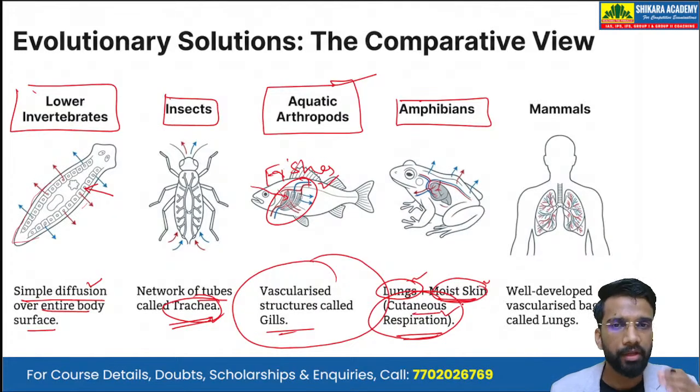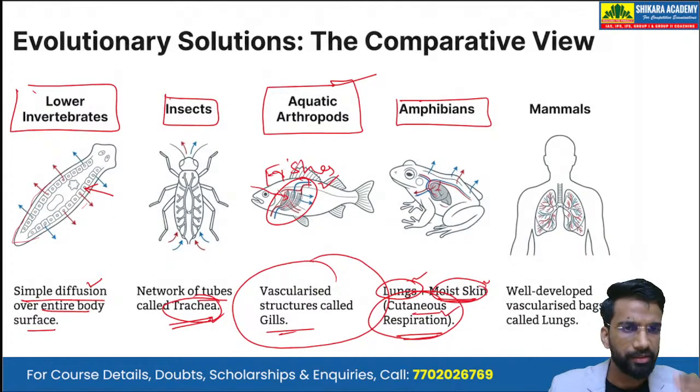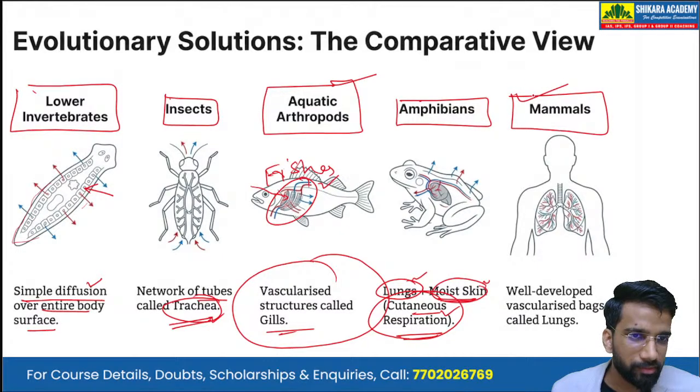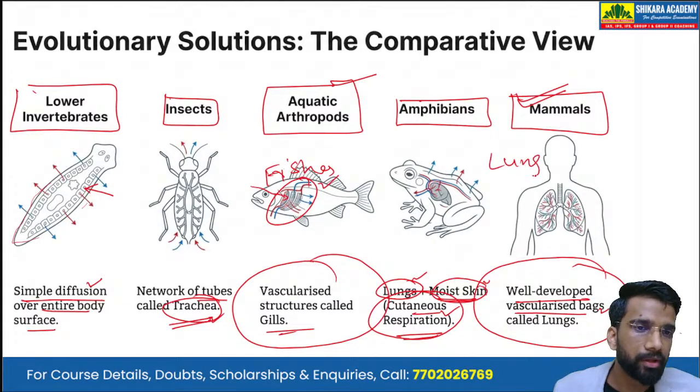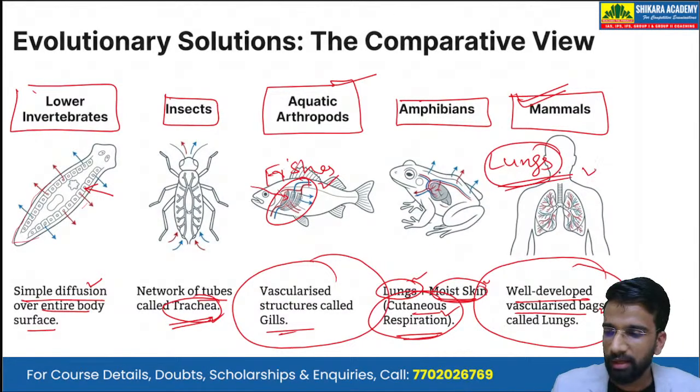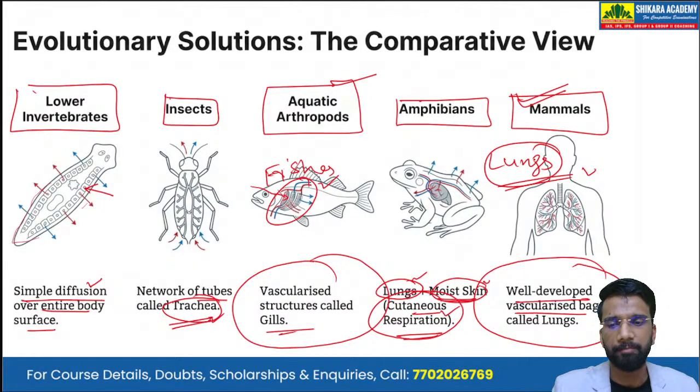And then comes, in the evolutionary ladder, the highest organisms, that is the mammals, the most highly evolved organisms. In mammals, we have developed vascularized bags. In mammals, we have something called the lungs. These are the vascularized bags, and they are responsible for the exchange of gases, or the pulmonary breathing, or the pulmonary ventilation.